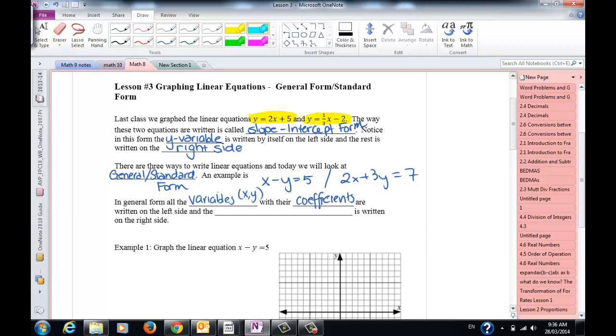and remember the coefficients are the numbers that just sit right in front of the variable, they're multiplying the variable, are written on the left-hand side, and the constant is written on the right-hand side. And remember, a constant is a number that does not have a variable multiplying it. Alright, let's do an example.